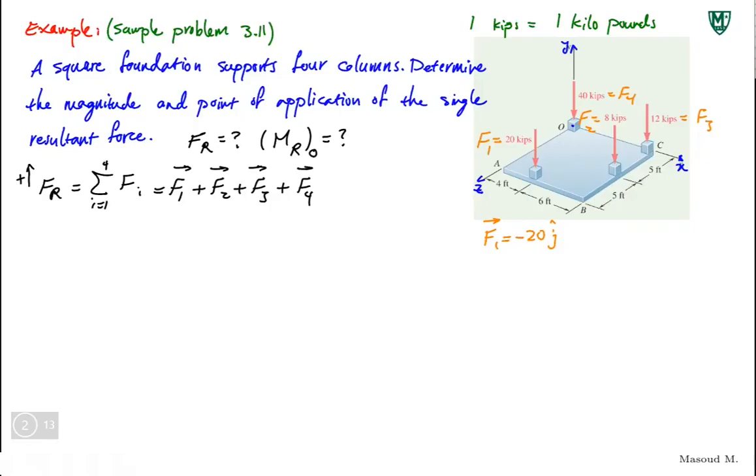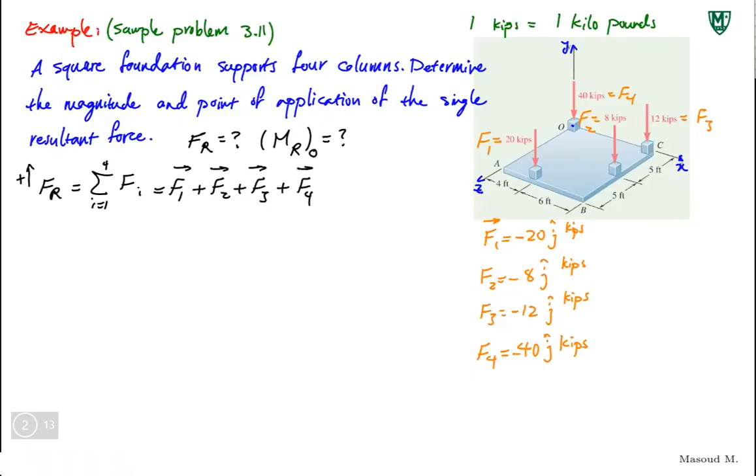So F1, F2 is minus 8j. I'll just write them. It's 8 kips downward. F3 is 12 kips, so minus 12j. The units for all of them are kips. I have to be better and always put the units because I expect you to put the units. F4 is 40 and it's also downward, so it's negative j kips.